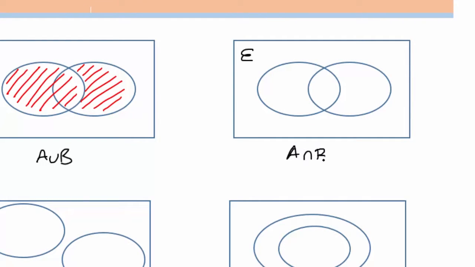A intersect with B dashed means that it's in A but it's not in B. That's this region here. It's in set A, intersect with what's not in B. Well, not in B is everything outside of B, and we want the intersection of everything outside of B with the set A, which is this part here.